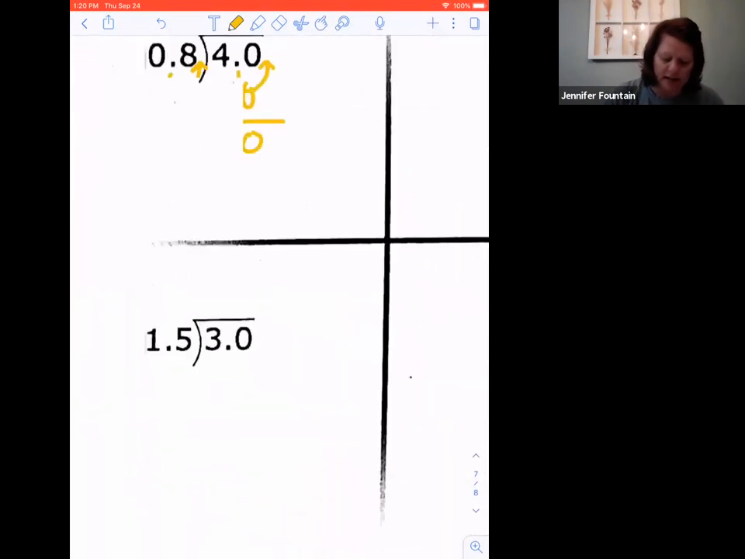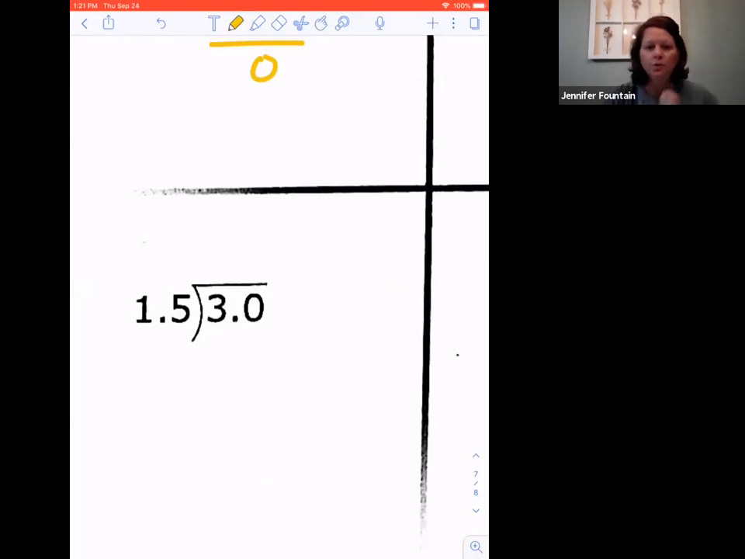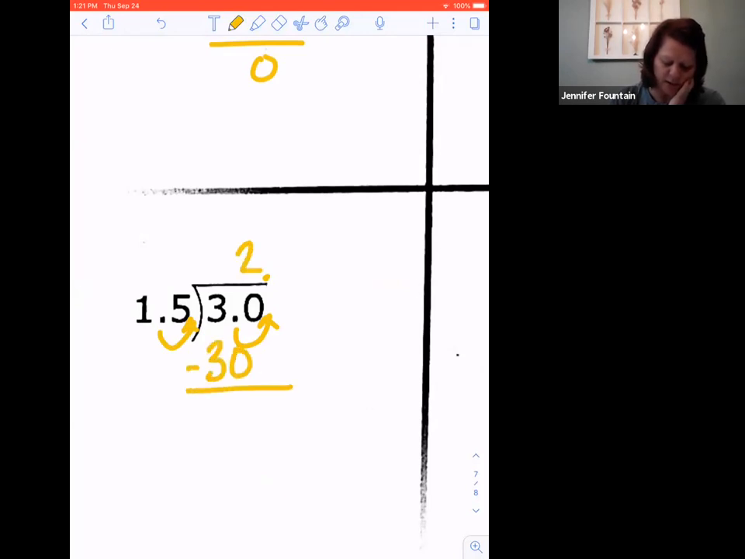So let's take a look at the next one, 1.5 into 3.0. Move my decimal one time, so I have to move my decimal here. I'm going to go ahead and put it in my answer. And now 15 will go into 30 2 times. 2 times 15 is 30. When I subtract, I have no remainder.